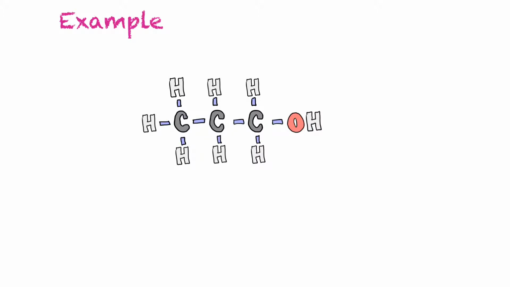So here's our first example. We have 3 carbons, so 1, 2, 3. So the alkane would be propane, so we drop the E and add OL, so it's propanol. And the hydroxyl group is on the end carbon, not on the middle, so it's going to be 1 propanol.